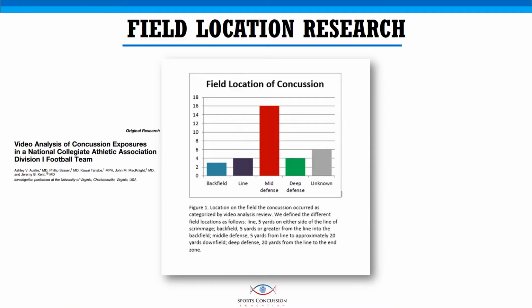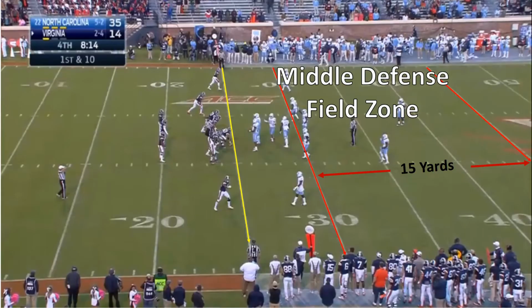Utilizing these field zones, a study analyzed all in-game concussions that occurred over 10 years in a college football program and determined the relative risk of concussions based on all the plays that occurred in each zone. This study found that SRCs occurred in the middle defense significantly more than all other field zones. The middle defense is defined as starting at 5 yards from the line of scrimmage and spanning 15 yards downfield.